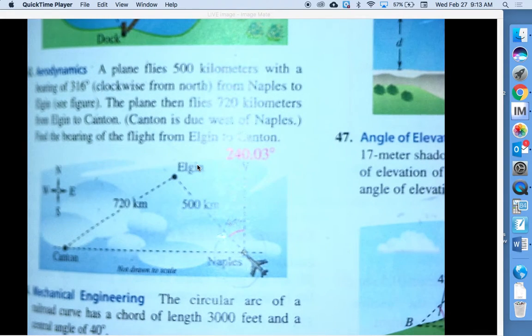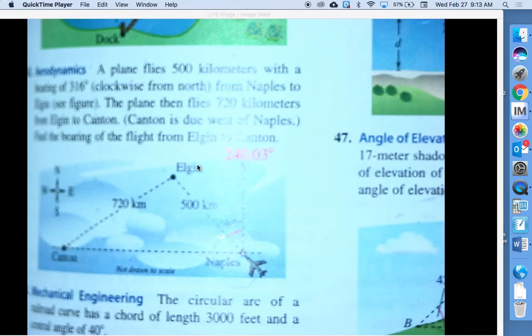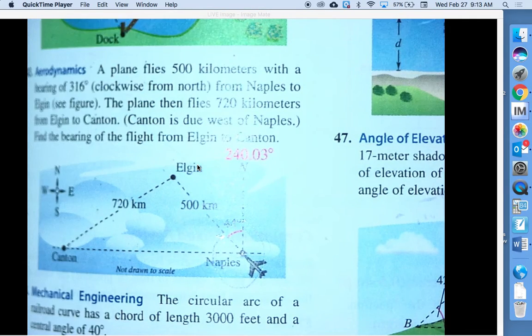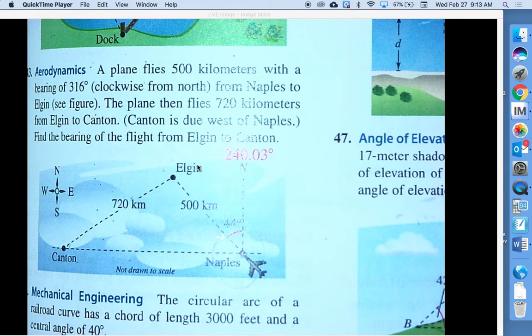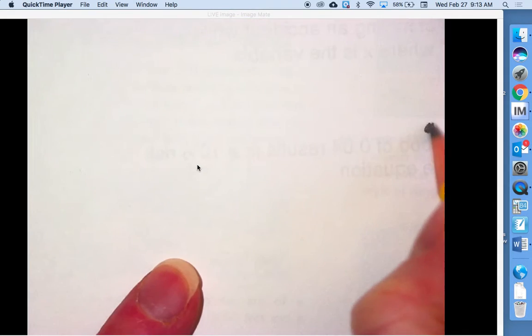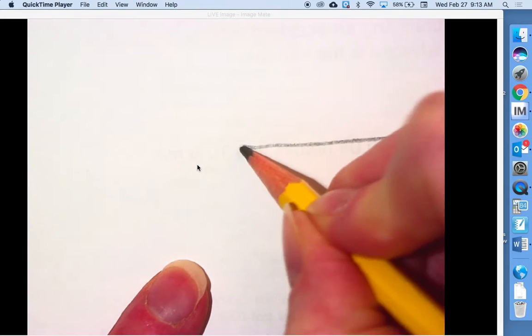So a plane flies 50 kilometers with a bearing of 316 degrees clockwise from north. That's a little different than what we usually think of with bearings, but it is saying that right here at this location, from the northern direction, it is going 316 degrees, so all the way around clockwise, which is how they give you that little angle of 44. So just kind of making a triangle here.